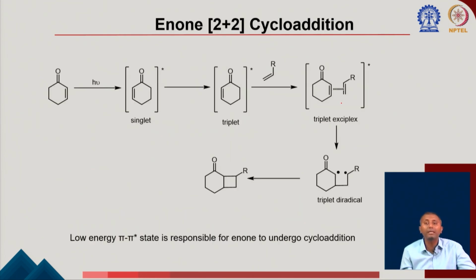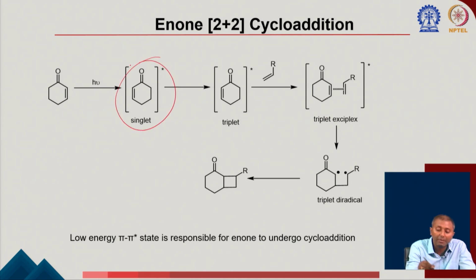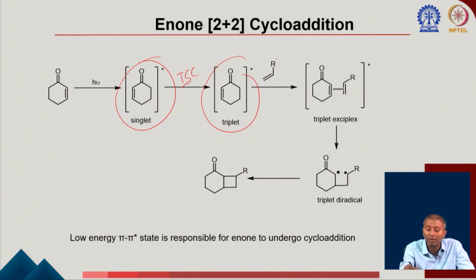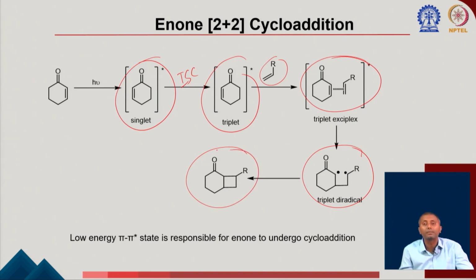So what is the mechanism of this type of enone 2+2 reaction? First it is going to be excited to the singlet, then it will go to the triplet through intersystem crossing, and then it is going to form an exciplex with the olefin. From there it is going to form this triplet diradical, and then finally form the product. So again, the low energy pi star state is responsible for the enone undergoing cycloaddition. As I mentioned, in most cases it is the lowest triplet state.